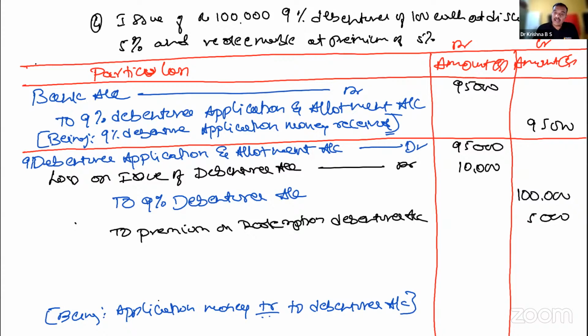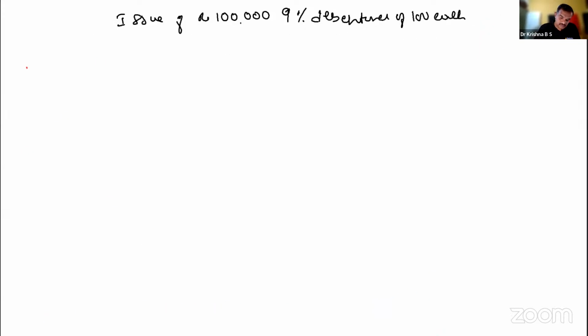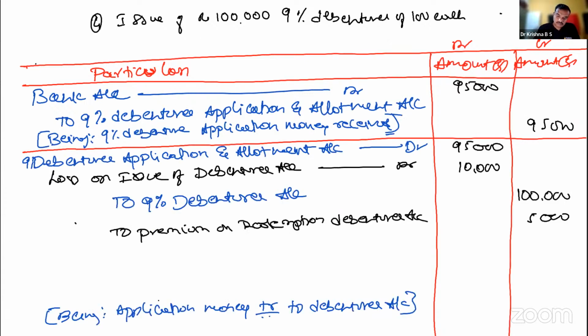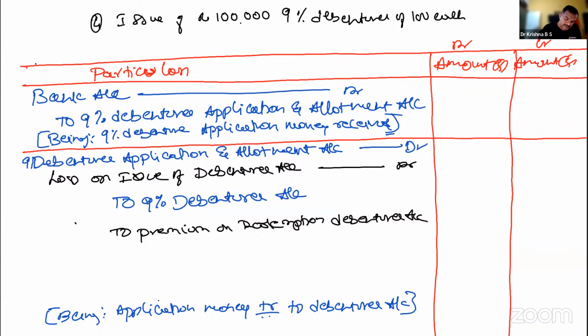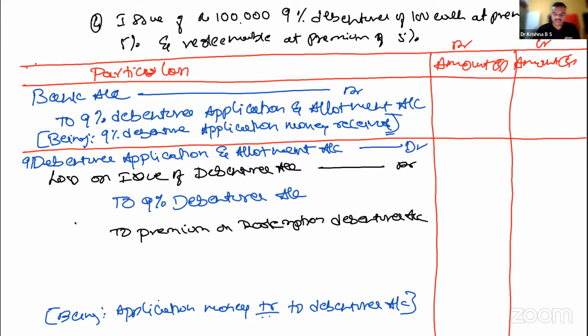Done. Let us go to the last case. That is case number 6. Here, the last case is issued at a premium of 5% and redeemable at a premium of 5%.